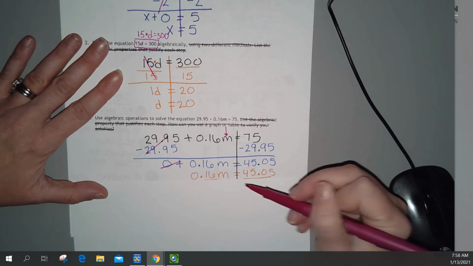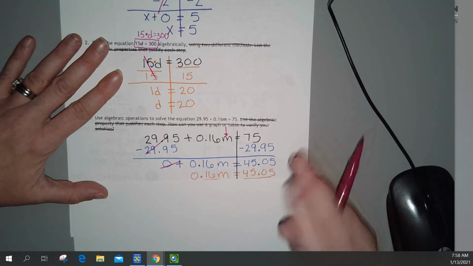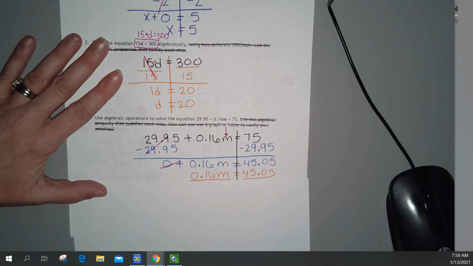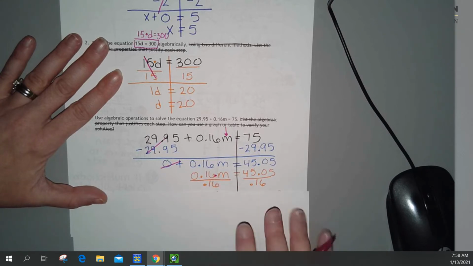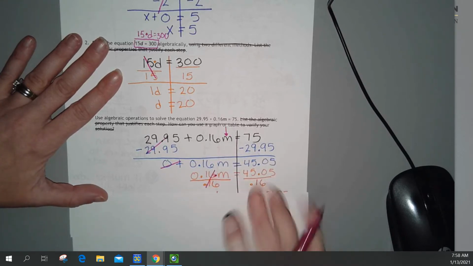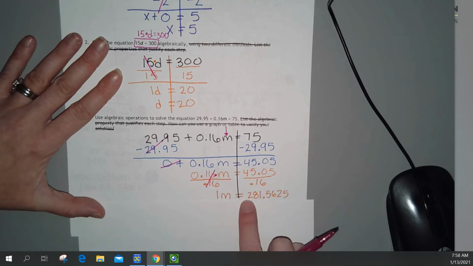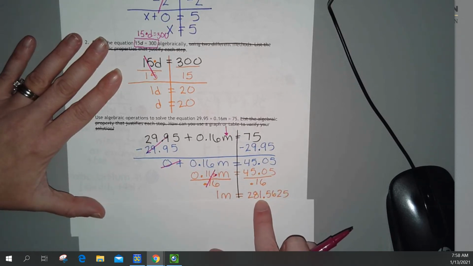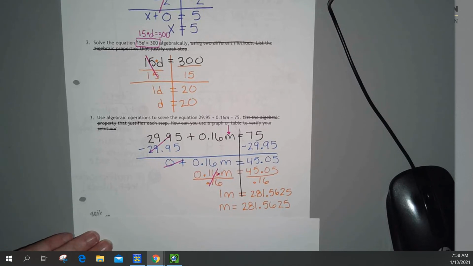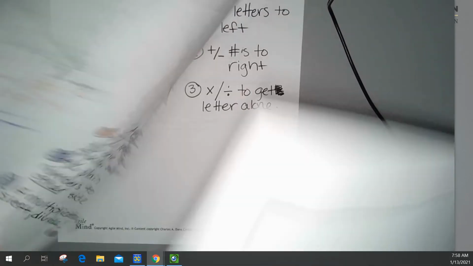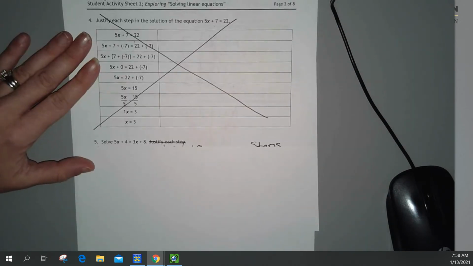Now we can get rid of that 16 cents to figure out how many miles exactly we can drive. Okay, so because it's multiplication, we're going to divide both sides. 0.16 divided by 0.16, that cancels and leaves me with just 1m. And that would be 281.5625 miles. We just write that as a single m. Okay. On the back, number 4, guys, cross that off. We're not going through those steps. Let's take a look at number 5.